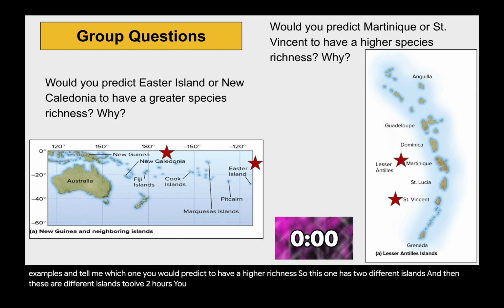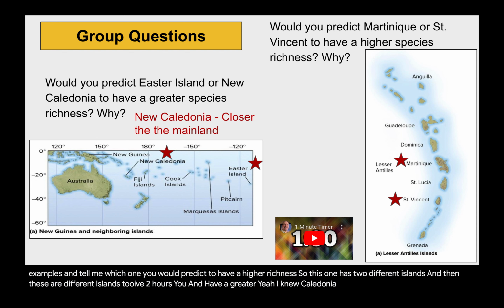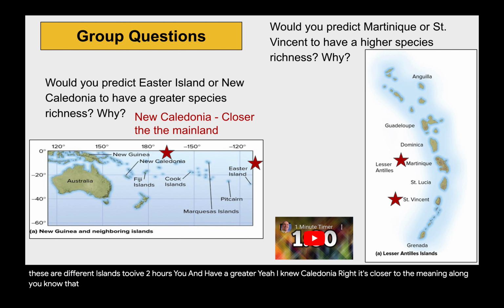All right, so if we look at this map here of all these islands off the coast of Australia, we have New Caledonia and Easter Island. Which one would you predict to have a greater species richness? Yeah, New Caledonia. Exactly. It's closer to the mainland of Australia. And you know that islands closer to a mainland tend to have a higher species richness than those further away, like Easter Island.